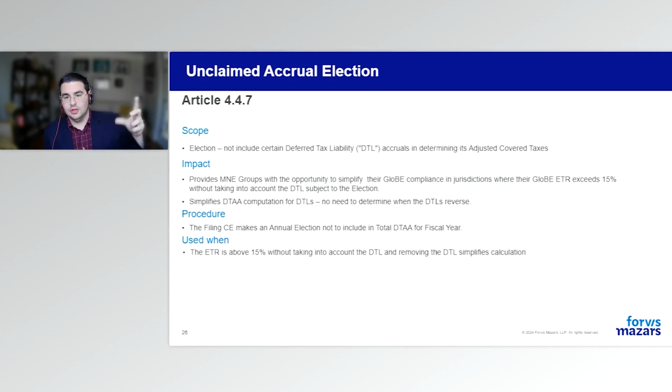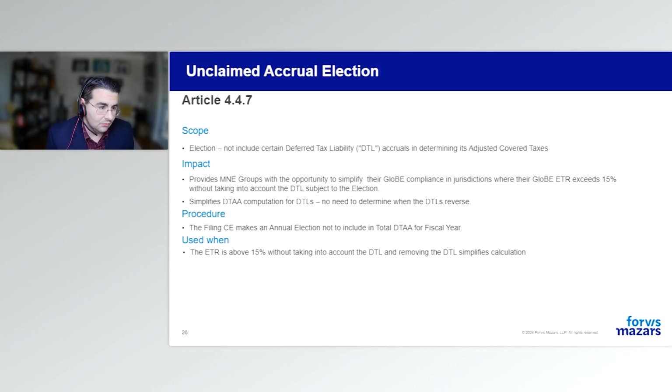This unclaimed accrual election relates to a piece in 4.4.2 of the model rules that says you have to increase your adjusted covered taxes by the amount of any disallowed accruals or unclaimed accruals paid during the fiscal year. So what is this? The election here is meant to not include that DTL in determining its adjusted covered taxes. By doing that, it helps you. What you'll see is that it helps your ETR by adding it back, and the effect should increase your ETR going forward.